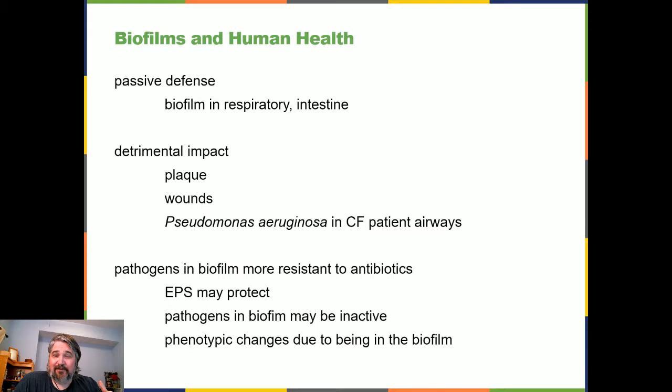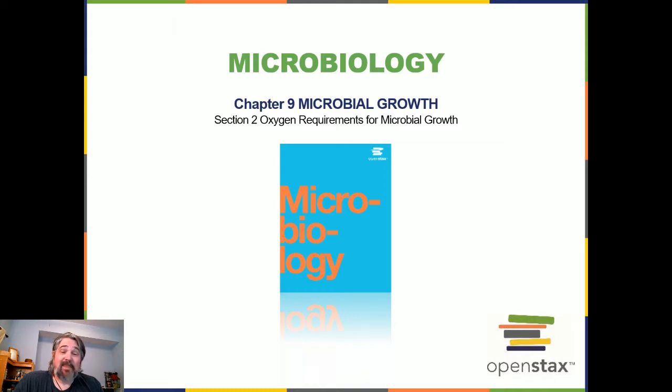So the pathogens in the biofilms are more resistant to antibiotics. That's the fact. The reasons why, well, the extrapolymeric substances may be protective directly. The pathogens may be inactive in the biofilm, and that comes back to the quorum sensing type of behavior. And there are other phenotypic changes due to being in the biofilm. I feel like 2 and 3 are kind of related, kind of the same thing. Anyway, biofilms do represent a harbor for some pathogens against antibiotics. Okay, that was section 1.